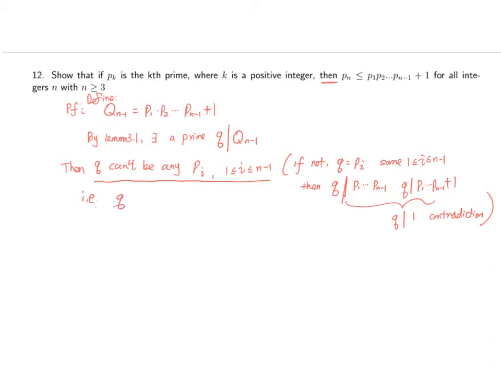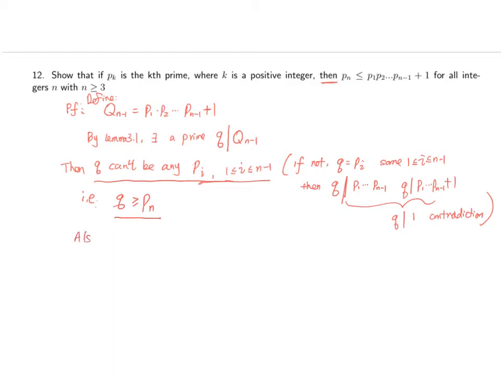Now, in other words, this q is none of p1 to pn minus 1, and it is a prime. Therefore, do you agree that this q has to be greater than or equal to the nth prime, pn? It has to be, because it's a prime, right? And it cannot be any one from p1 to pn minus 1. So at least it should be greater than or equal to pn, i.e. this has to be true, right?